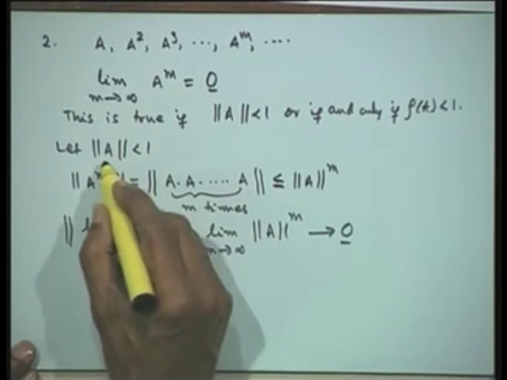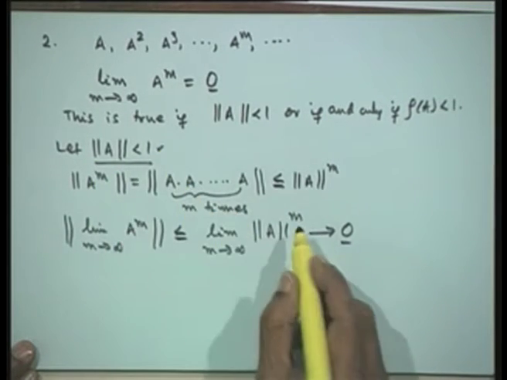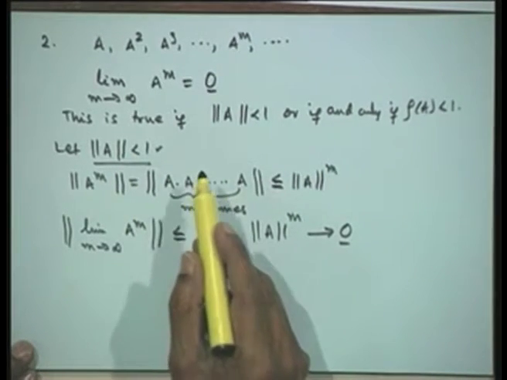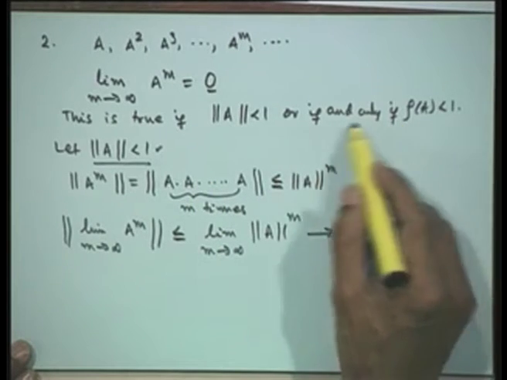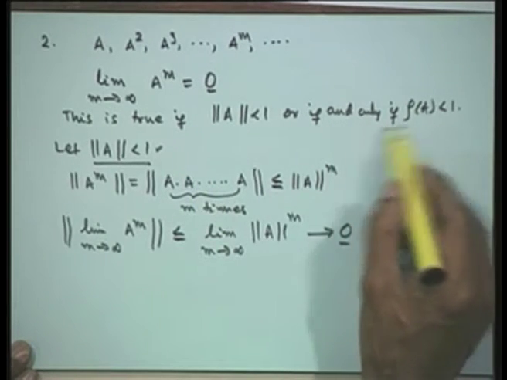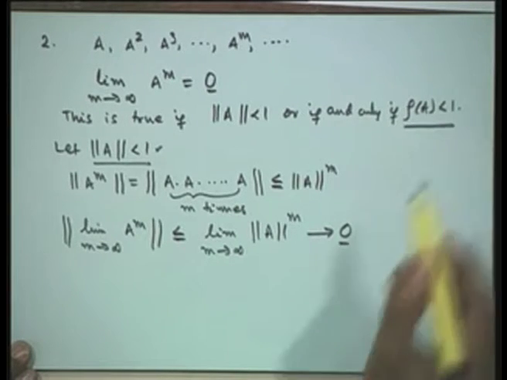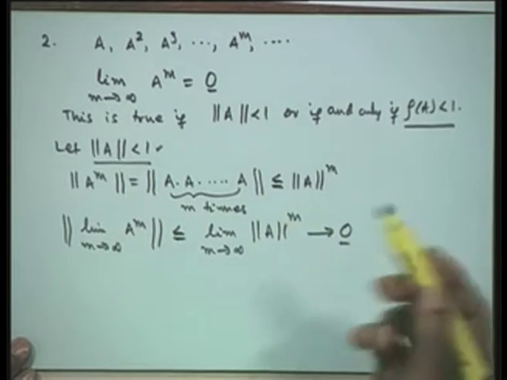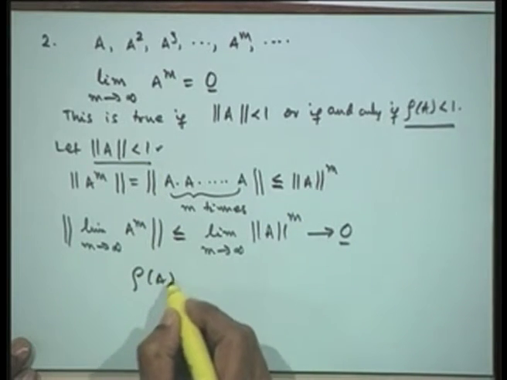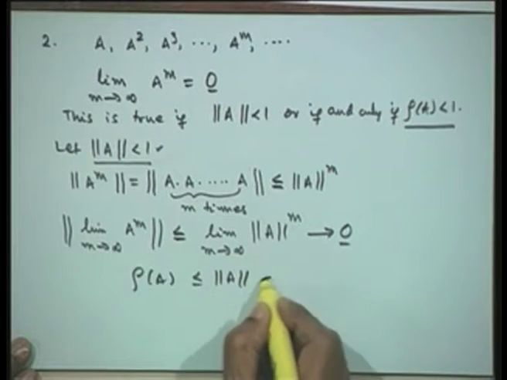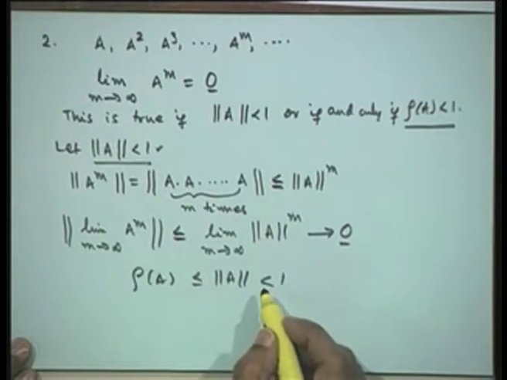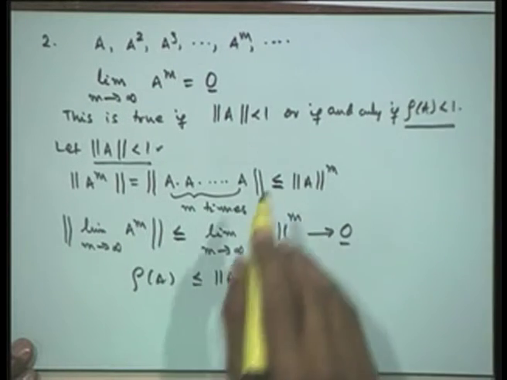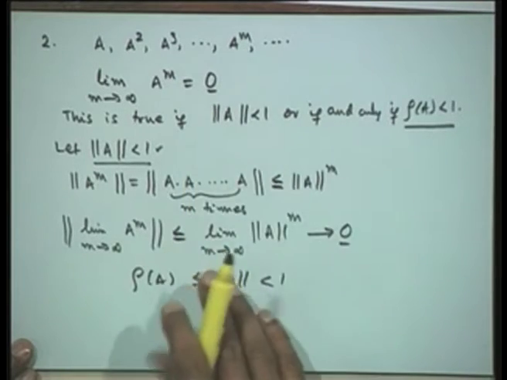Therefore the required condition is that norm of A should be less than 1, and because norm of A is greater than or equal to spectral radius of A, we will have the condition that it's only if condition. So we have spectral radius is less than or equal to norm of A less than 1. So that's the result we have. But here we strictly require spectral radius of A less than 1. Then it would always converge to a null matrix.